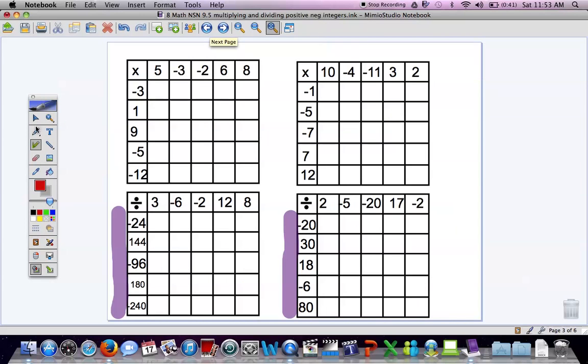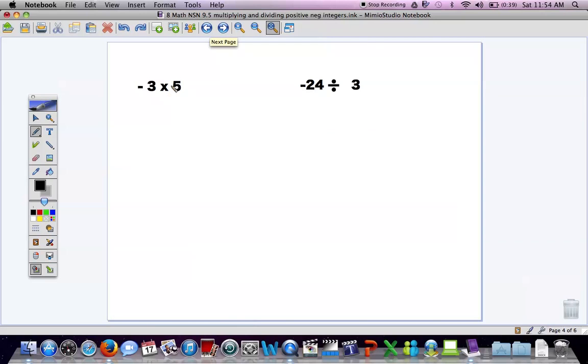Let's try this one together. Taking a look right up here in the top left-hand corner, we have a negative 3 times 5, and the answer is going to go right in here. Thing is, we don't see a sign right there for the 5. But you guys remember that when there's no sign, we have to make the assumption that it is a positive.